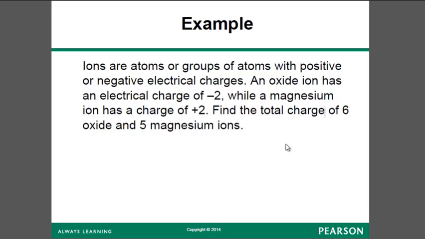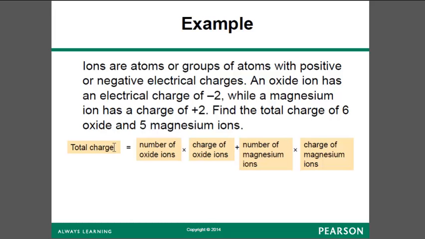So I need to look at what kind of equation I can set up. Well, my total charge is going to equal the number of oxide ions times its charge plus the number of magnesium ions times its charge. Let's start with the oxide ions. I have 6 oxide ions, and the charge of the oxide ions is negative 2. So I get 6 times negative 2 plus the number of magnesium ions. I have 5 of those, and they have a charge of positive 2. So I get 5 times positive 2.